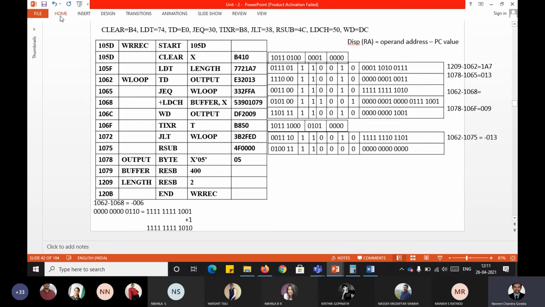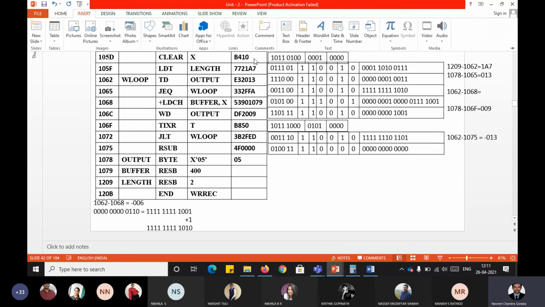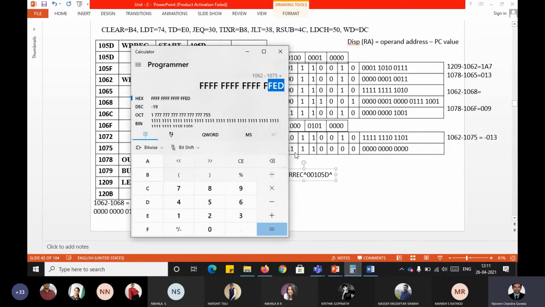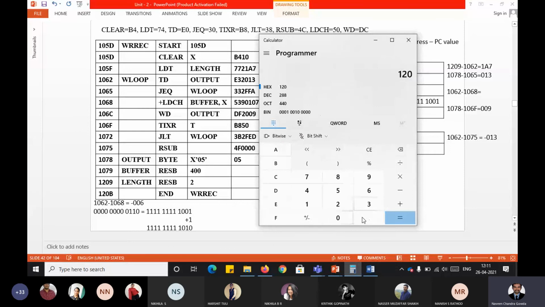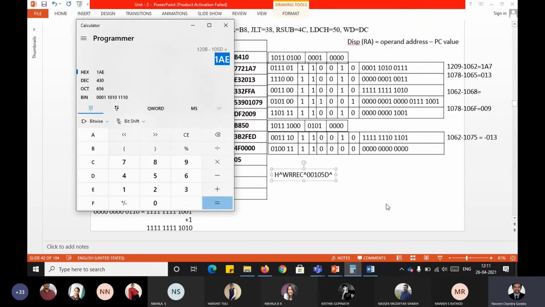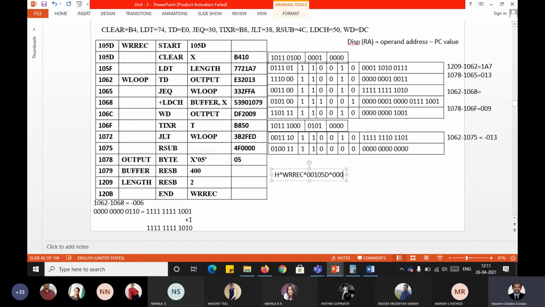Now finally let us generate the object program. As usual, we'll have H followed by the name of the program. It is WRREC, the name of the program. What is the starting address? You can see it is 00105D. And what is the length? For the length, subtract the first address from the last address. What is the last address in the program? It is 120B minus 105D. So the length you are getting is 1AE. I repeat, the length of the program is 1AE, but here we will write it as 0001AE. That's the header record for you.